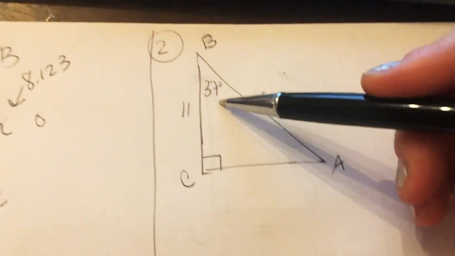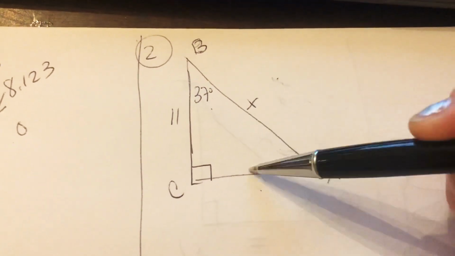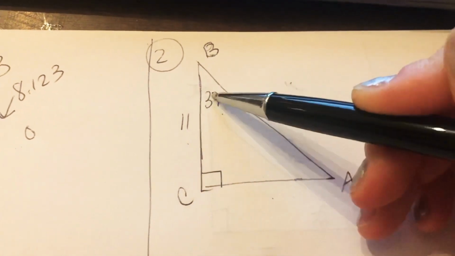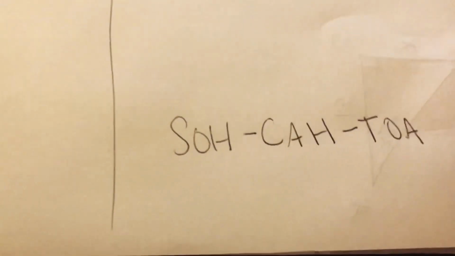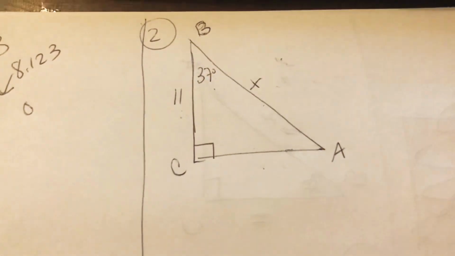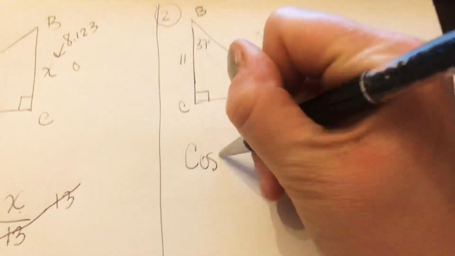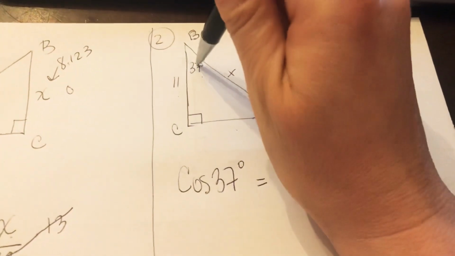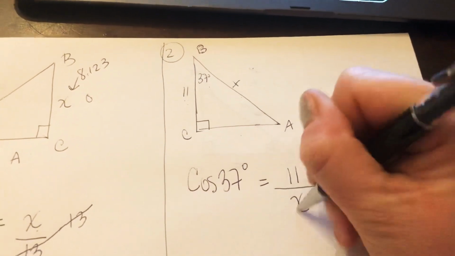All right, so this next one. Now what am I going to use here? I have this angle here, and I don't have an opposite side this time. The only sides I'm working with are my adjacent side, and I want to find my hypotenuse. So which one is adjacent and hypotenuse? That is cosine, adjacent over hypotenuse. So that's how I know I'm going to use cosine. I have the cosine of 37 degrees equals, if I'm on this angle here, my adjacent is 11 over my hypotenuse.